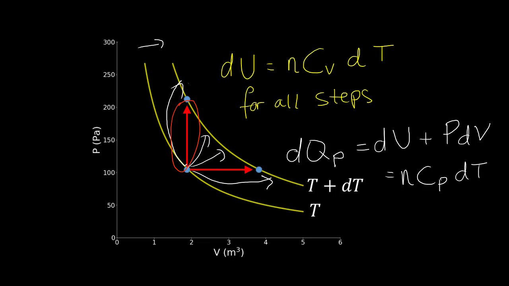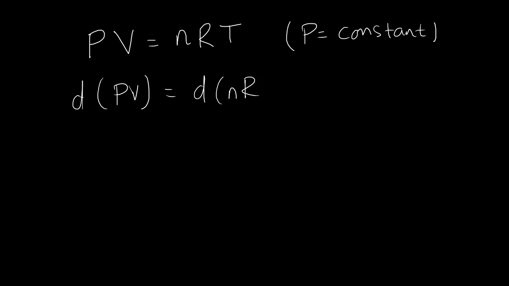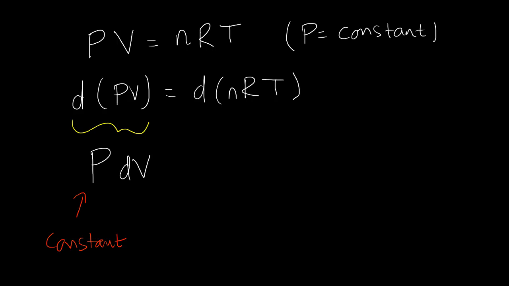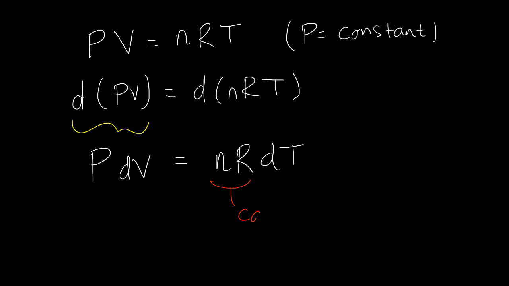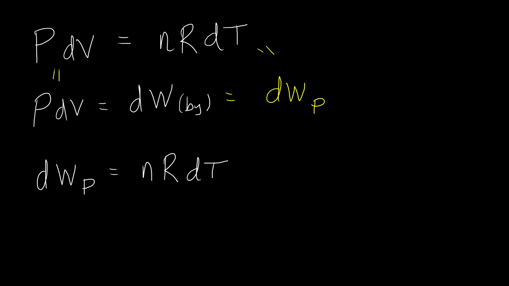We now derive an important relationship between CV and Cp of an ideal gas. From the ideal gas law, PV equals nRT, for P equals constant, a change on both sides of the equation is PdV equals nR dT. Now PdV is the work, since P is constant, and nR is constant, so pdV equals nR dT. Now pdV equals dW, and this is a process at constant pressure, so we may write dWp equals nR dT.